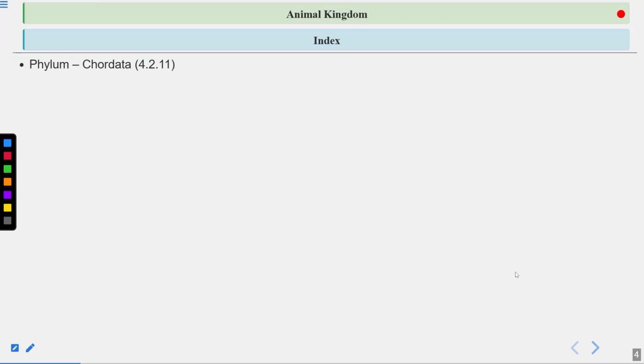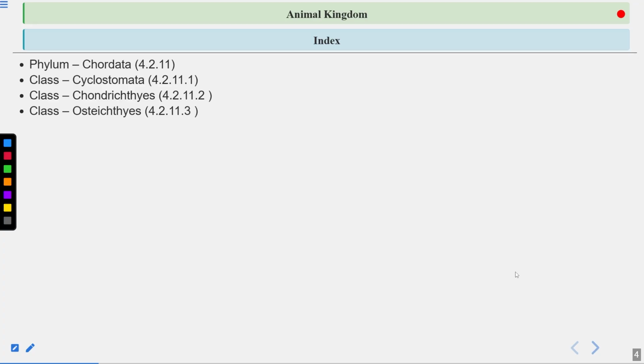Index. So we are going to study about phylum Chordata, that is the 4.2.11 section of the NCERT. Then we have class Cyclostomata, class Chondrichthyes, class Osteichthyes, and then we will summarize today's lecture at the end.